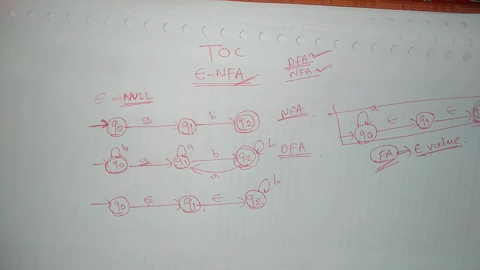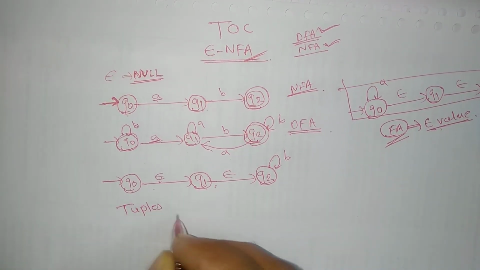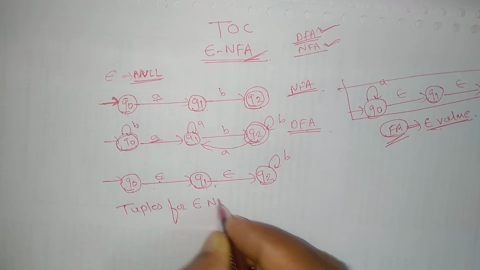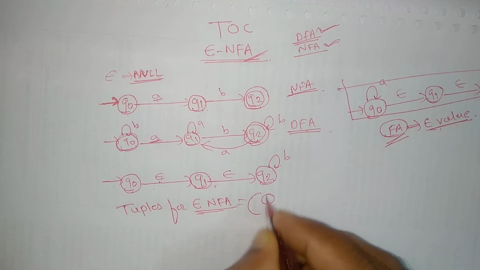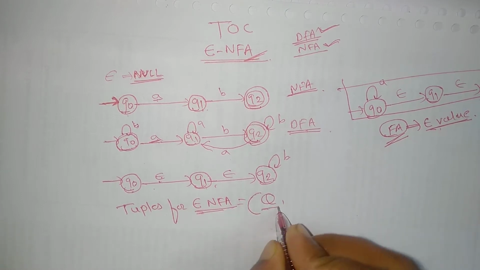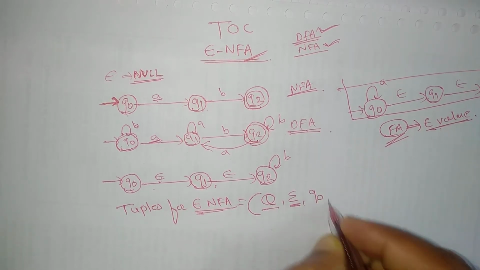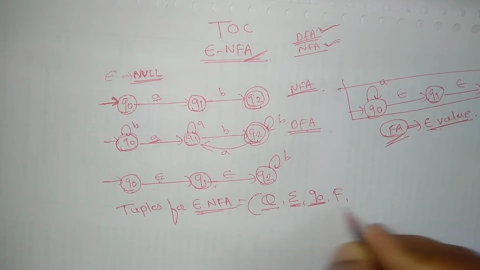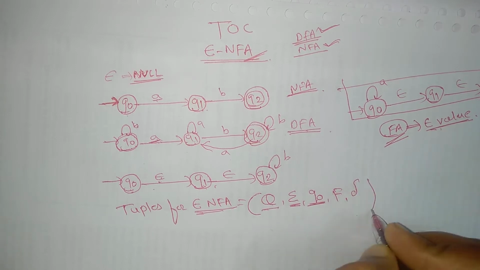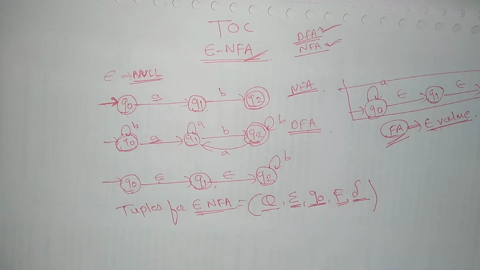So we'll try to understand the tuples. What will be the tuples for epsilon NFA? Tuples for epsilon NFA: Q, number of states. After that, input symbol. Q0 will be the starting state. After that, F will be the final state and delta transition. Delta will be the transition for the states.